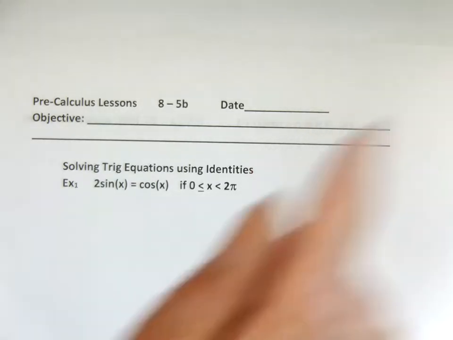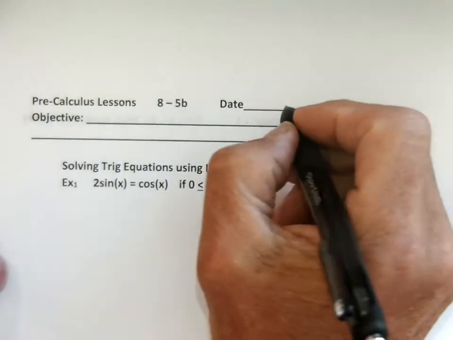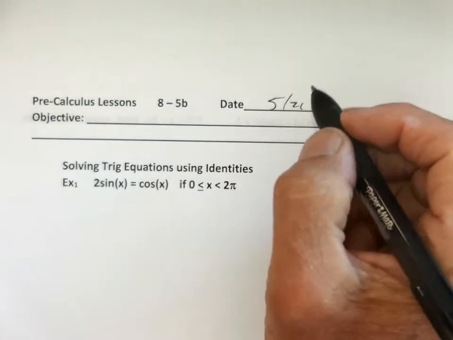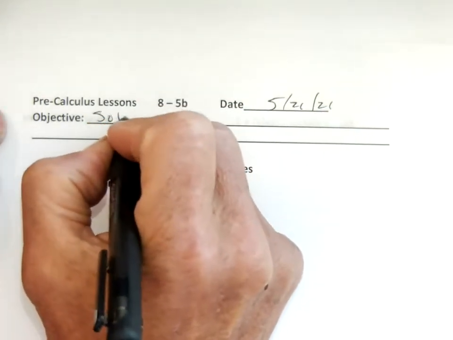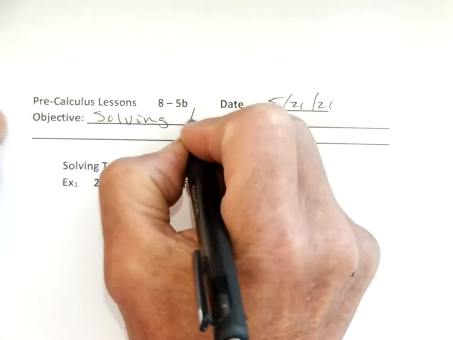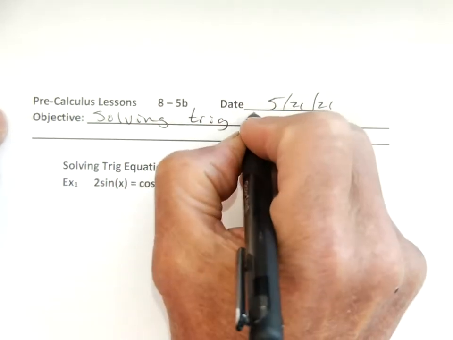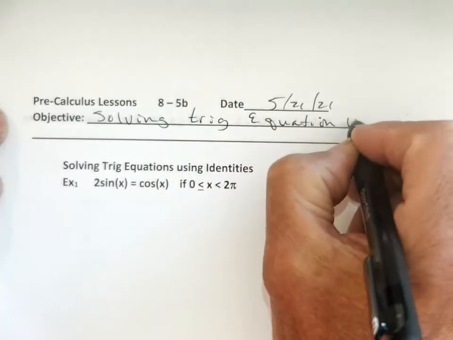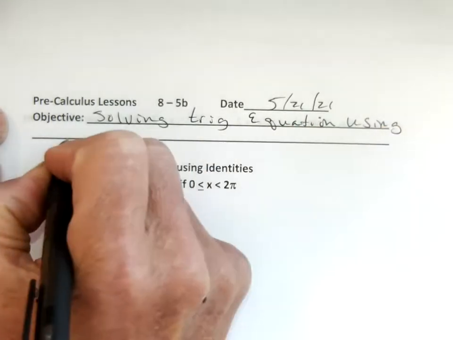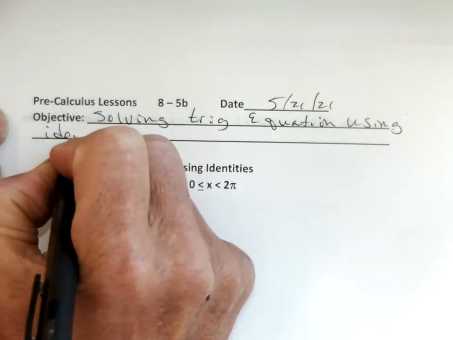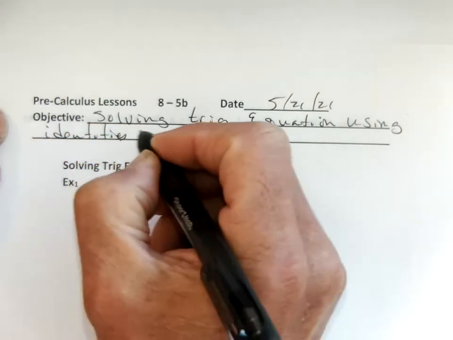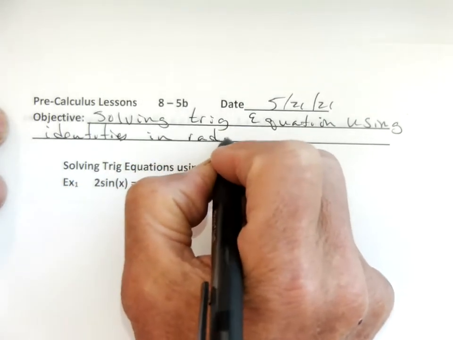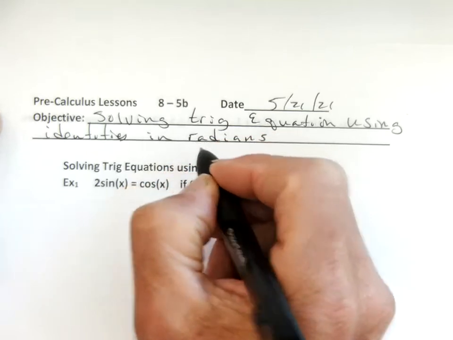Okay, so today it's 5/21/21. The objective, again, is solving trig equations using identities, and today we're doing it in radians. That's the only difference. We're going to do it in radians today, okay?